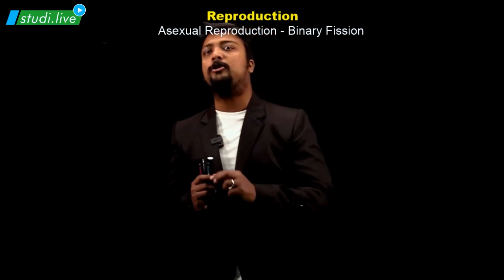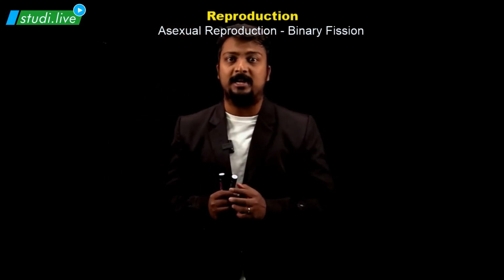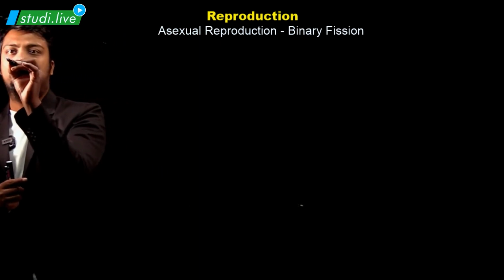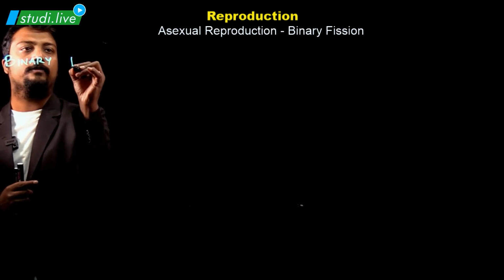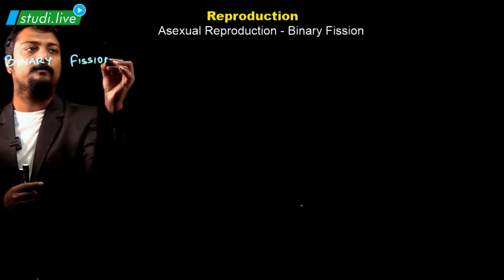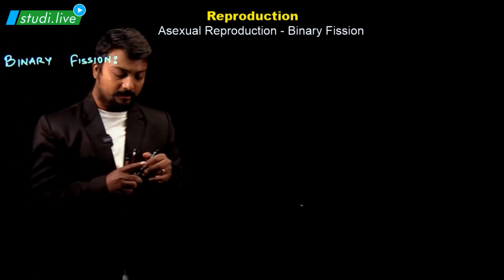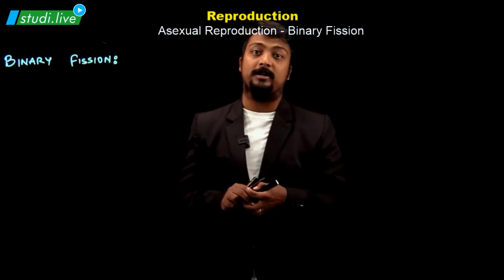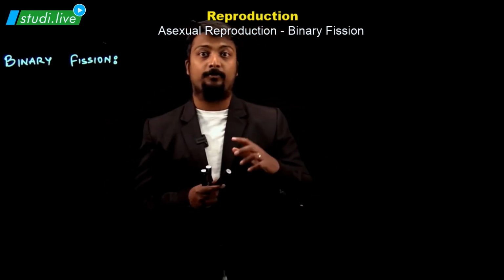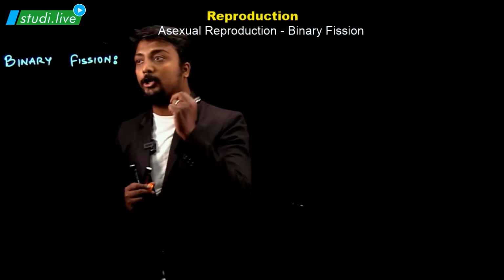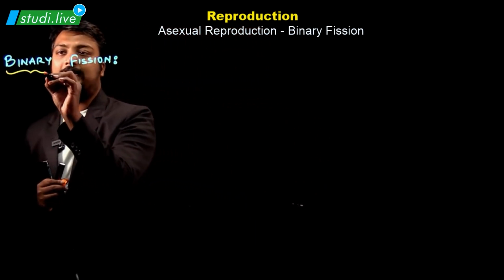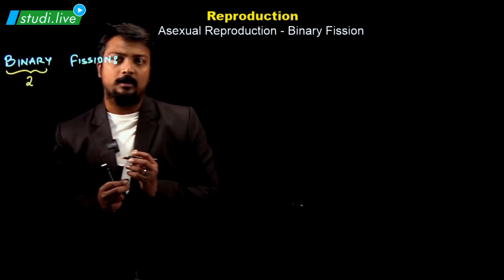That is, I am going to talk about the modes of asexual reproduction. First one out of it is binary fission. Now, let us first understand what this word means. Binary fission. Binary means two. Bi means two. So binary means two.